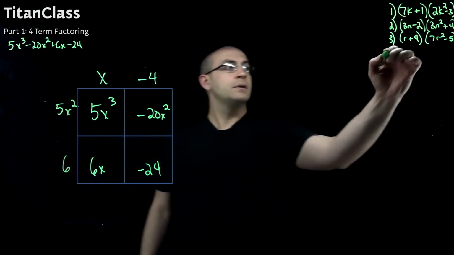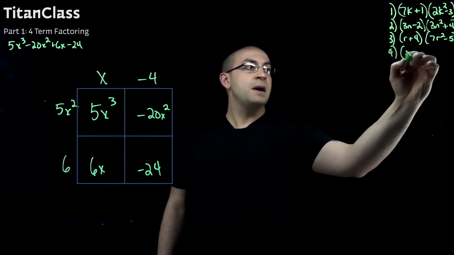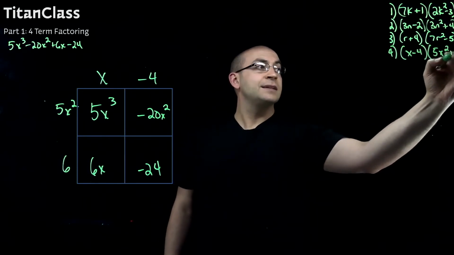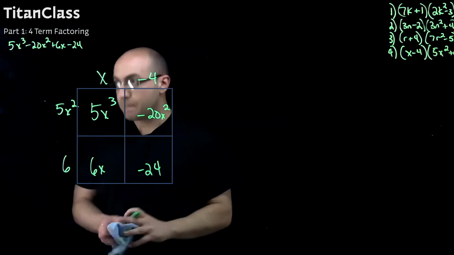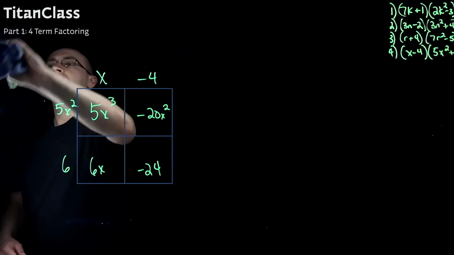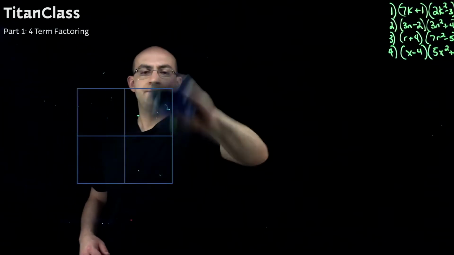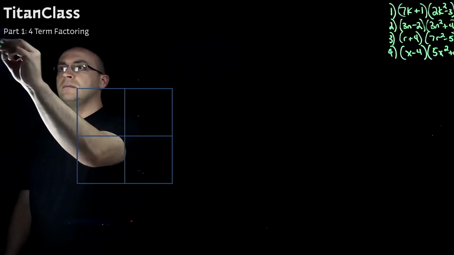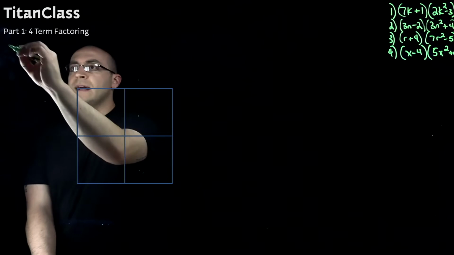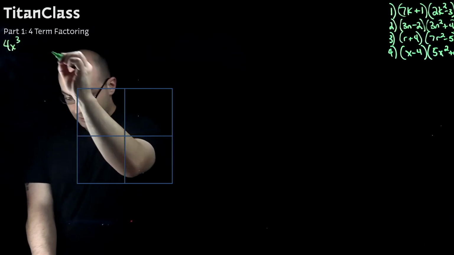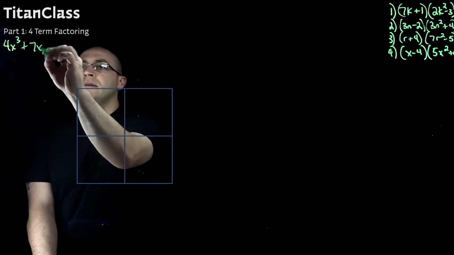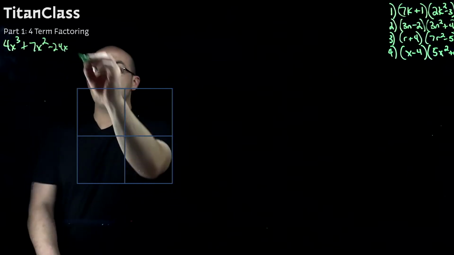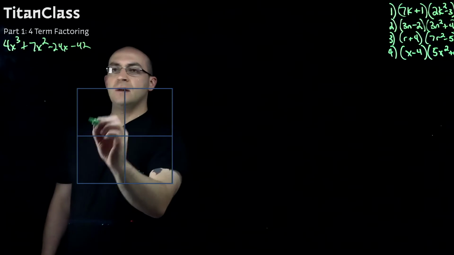Done deal number 4. We've got x minus 4. And we've got 5x squared plus 6. Moving on. Number 5. 4x to the 3rd plus 7x squared minus 24x minus 42. Okay.